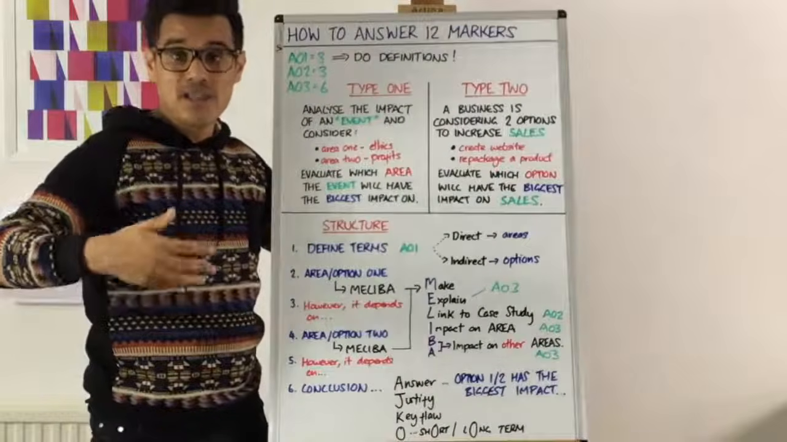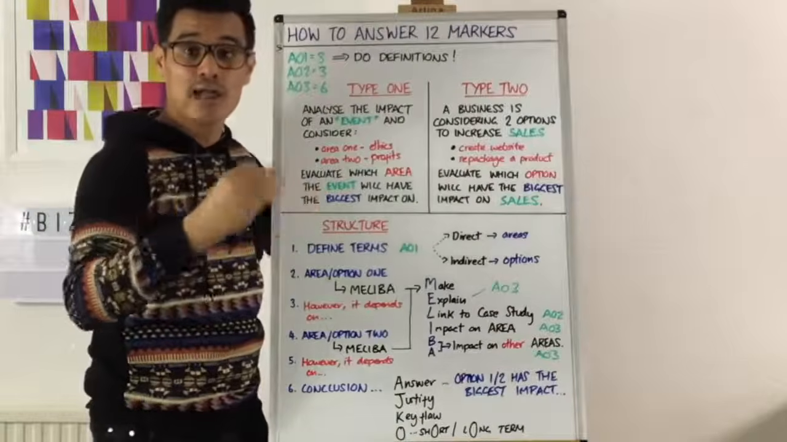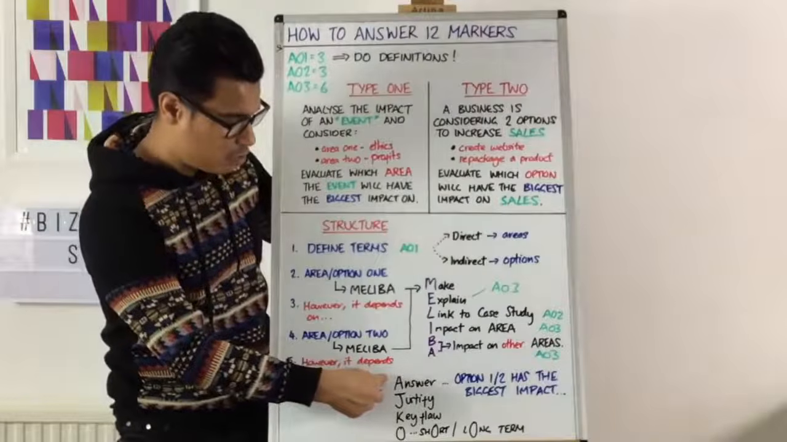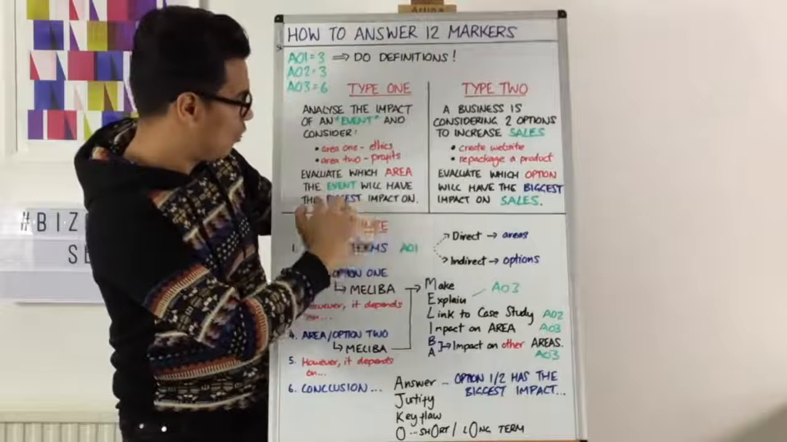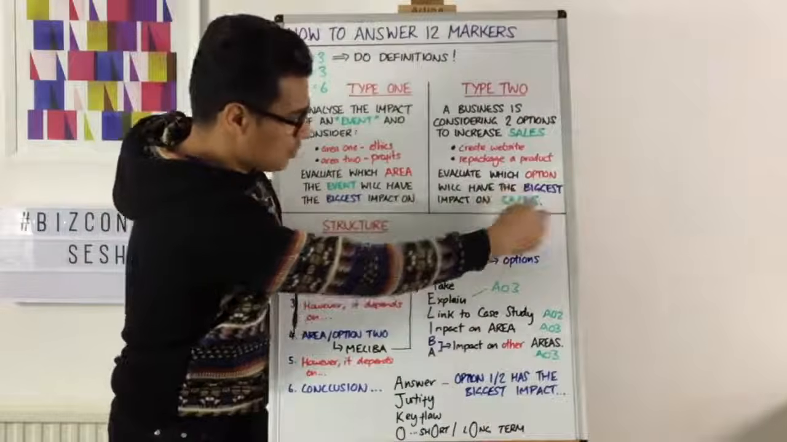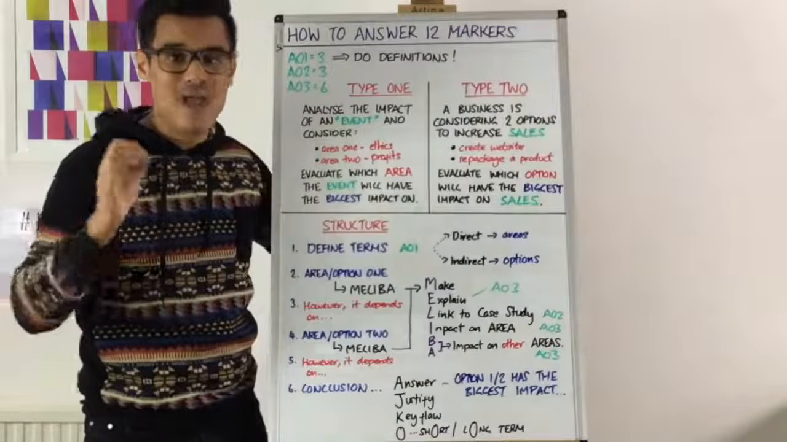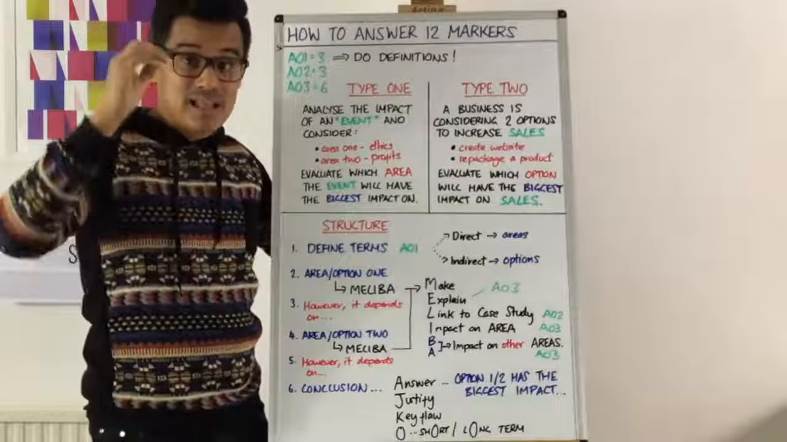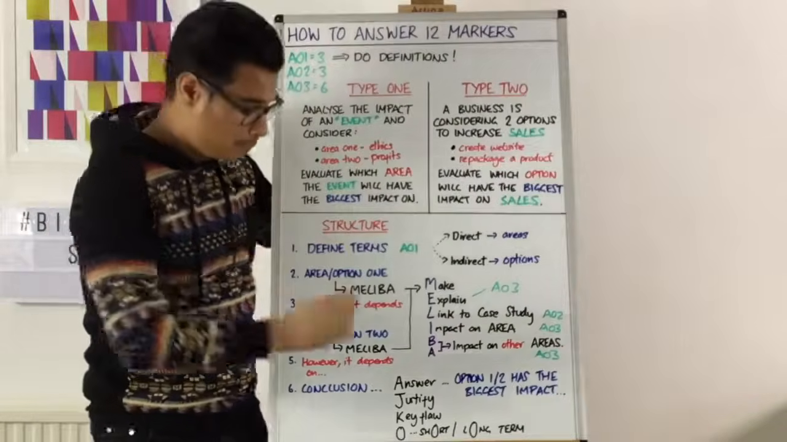A way I suggest you could do it is think Anthony Joshua knockout, AJKO. AJKO, what it stands for is answer the question, A. So the question says which has got the biggest impact? Which has got the biggest impact? So you need to go option 1 or option 2 or area 1 or area 2 has the biggest impact. That's answering the question. That's the A in AJKO.